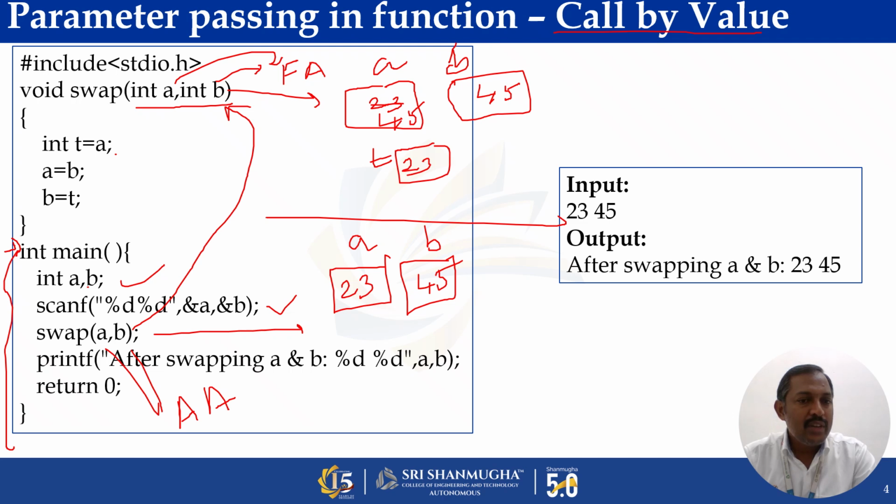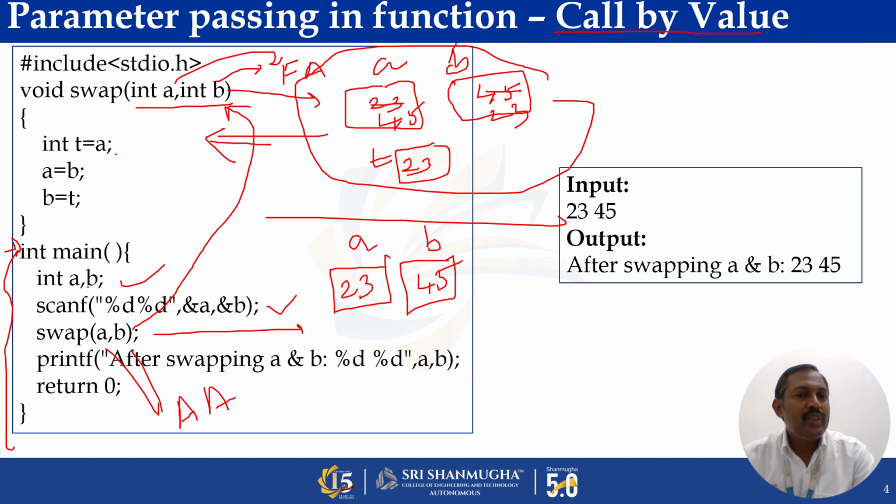The next p is equal to t; value 23 is copied into b. So whatever changes you are doing, these changes only happen within this function, only within the formal arguments. Actual arguments have no effect, there are no changes in the actual arguments. After completing these operations, we are returned back.